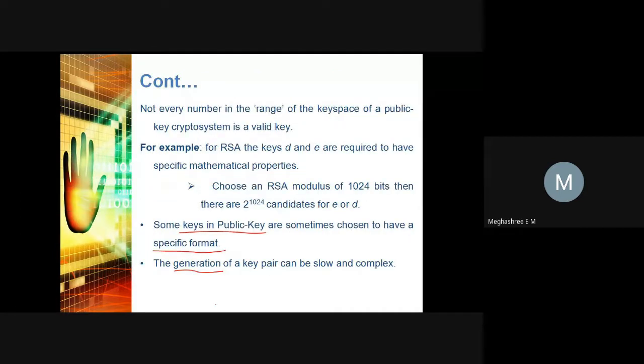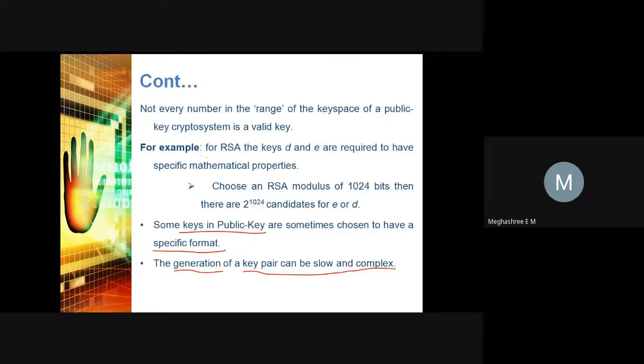The generation of a key pair, that is, the private key and the public key, may be slow and complex, because for each key generation a specific format is followed, either for a private or a public key. For each method, we have to follow the specific format. That's why key pair generation may be slow and complex.